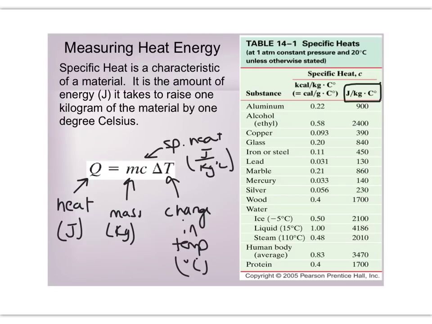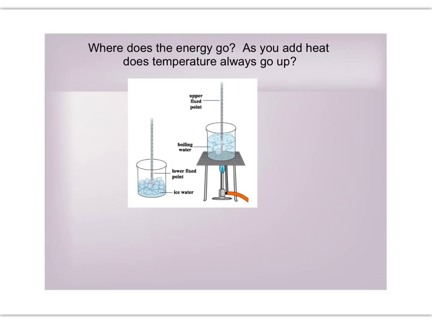The one that you're probably most familiar with is liquid water, 4,186 joules per kilogram degrees Celsius. I also would like to remind you that 1 kilocalorie is equivalent to 4,186 joules. Or in other words, it takes 1 kilocalorie of energy to raise water's temperature by 1 degree Celsius if I have 1 kilogram. The question is, if I add heat to an object, will its temperature always go up? And the answer is no.